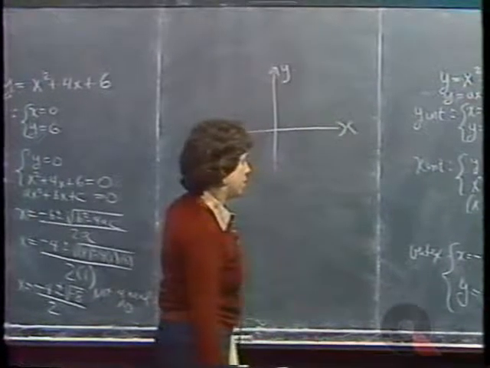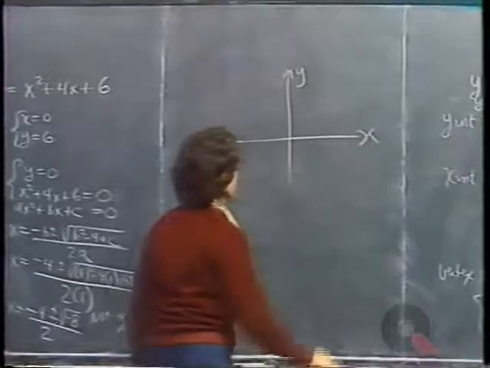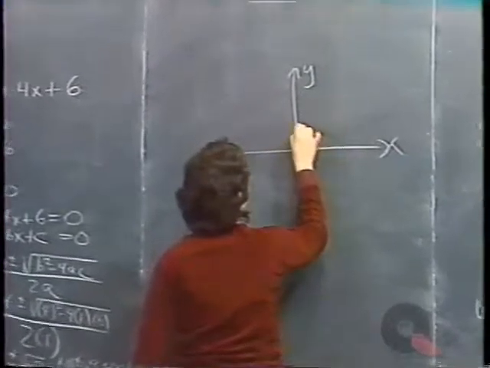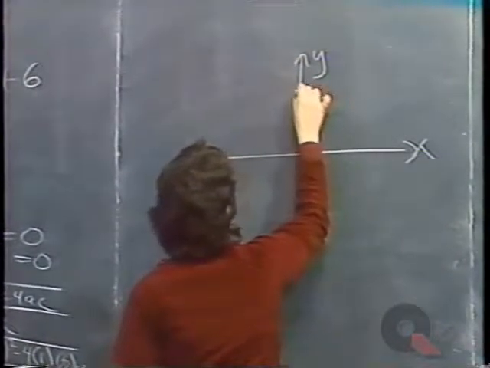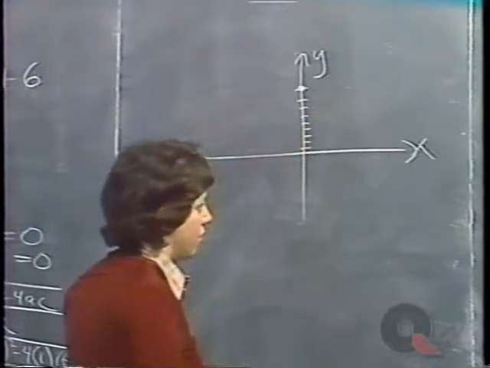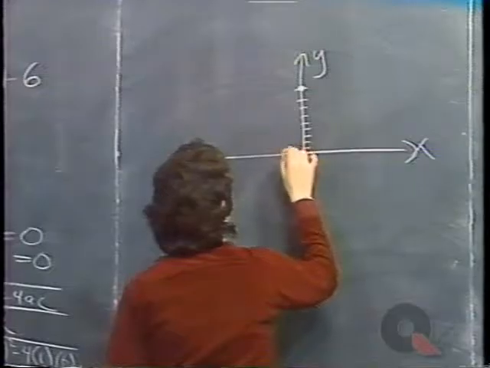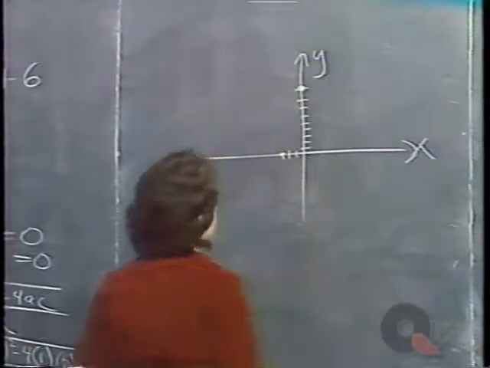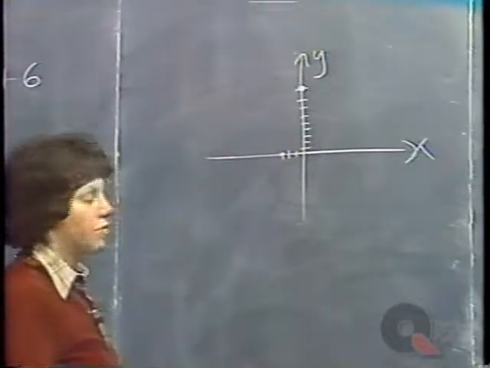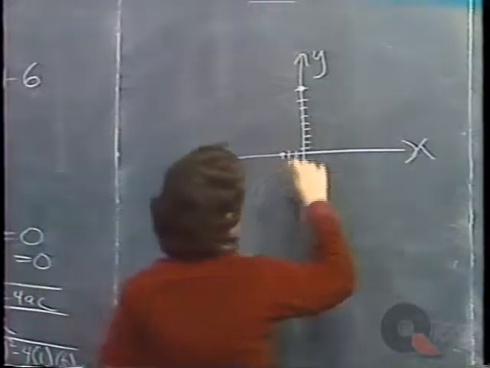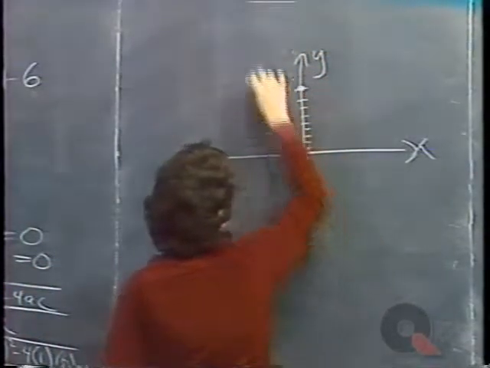0, 9 is the y-intercept. The curve goes through 0, 9. Minus 3, 0 is the x-intercept and also the vertex of the parabola. Okay, so we assume that the parabola is going to be coming down and going back up.